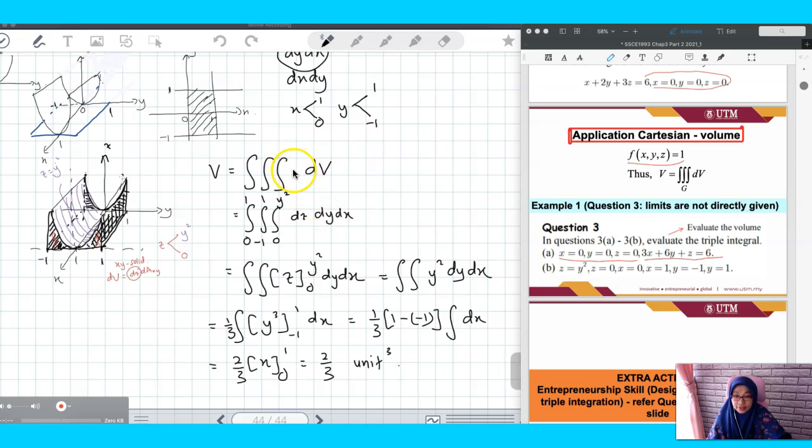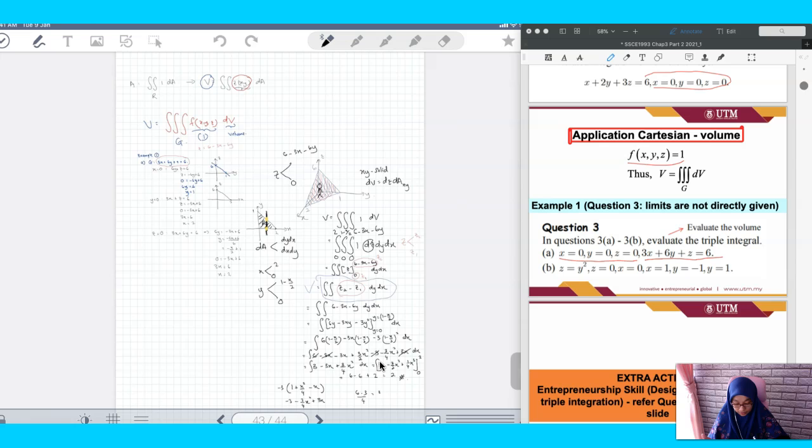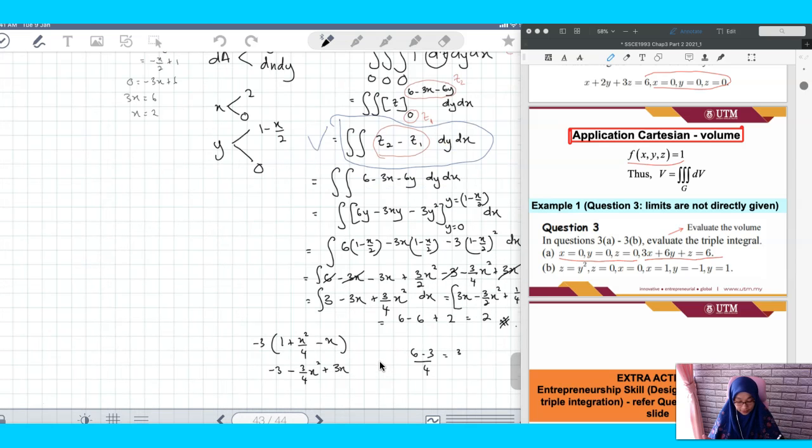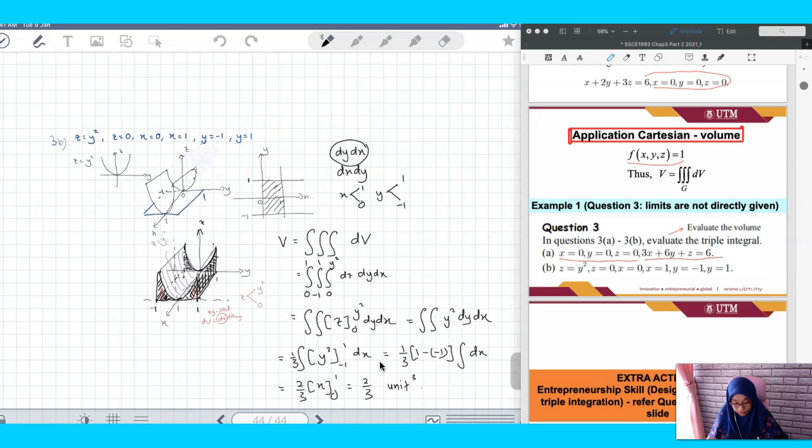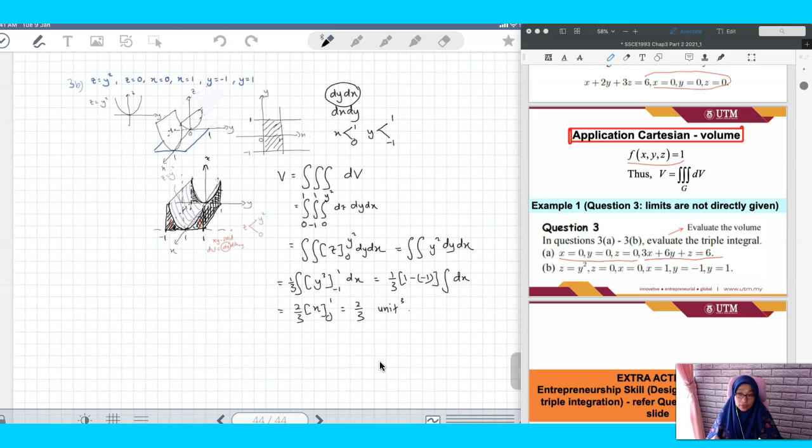Because we are computing the volume of this solid, the integrand is 1. We integrate with respect to z, substitute the limits, and it reduces to a double integral, which we then evaluate. We will get 2 over 3 unit cube. From the previous example, to make a difference, because now we are discussing volume, you have to put the unit cube. Similarly for this one, you also have to put 2 over 3 unit cube because we are computing the volume of the solid.